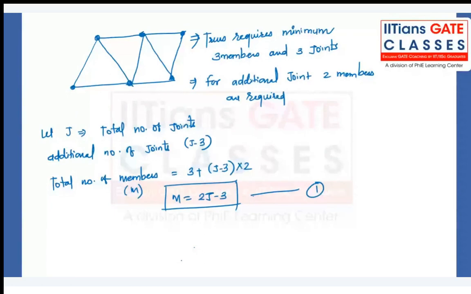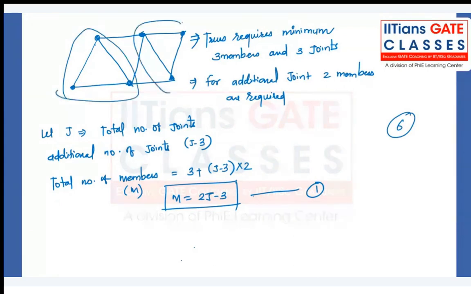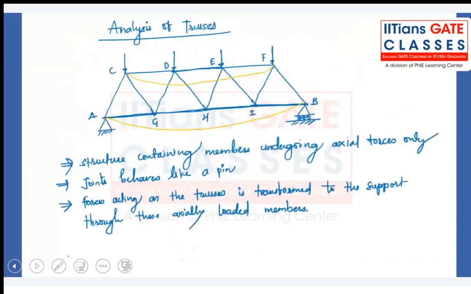How many total joints are there? 1, 2, 3, 4, 5, 6. So out of the 6, 3 are the basic joints, and the remaining 3 are the additional joints. Is it clear till this, Shrujana? Similarly, in the last slide, these 3 are basic joints, and apart from that, 1, 2, 3, 4, 5, 6 are the additional joints. I hope you understood.